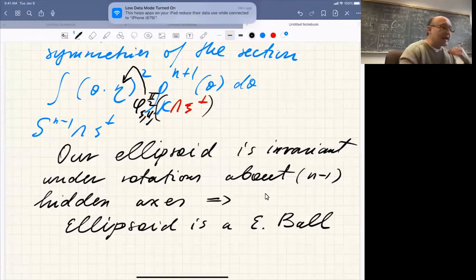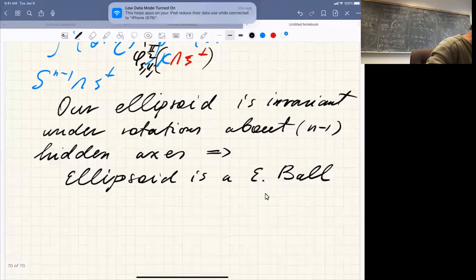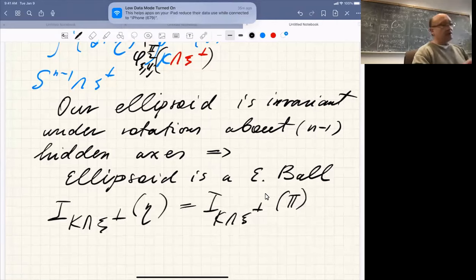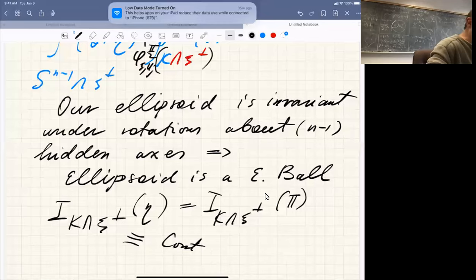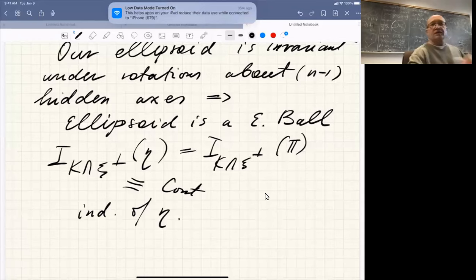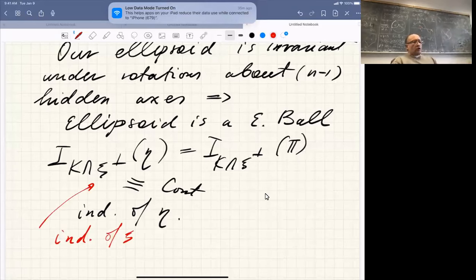And if I come back to my language, this means that if I take the moment of inertia of my section, I could write it with respect to psi, with respect to eta, depending on the language you prefer. I claim that this is identically constant. So far, you should see that this is independent of eta, because the ellipsoid became a ball. But so far, you should not see why this is independent of psi. Later on, we will see that this is also independent of psi. So all of these moments of inertia are constant, independent of anything. Right now, please see that this is independent of eta, again, by this heuristic argument. But psi I'll explain to you slightly later.